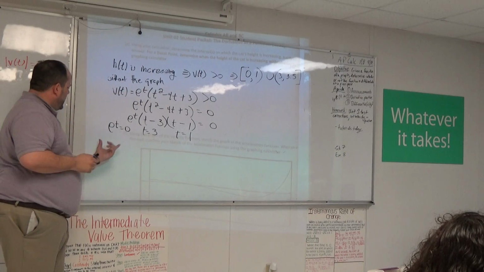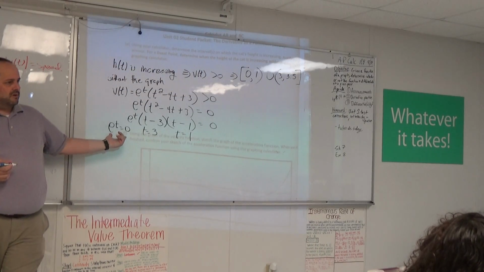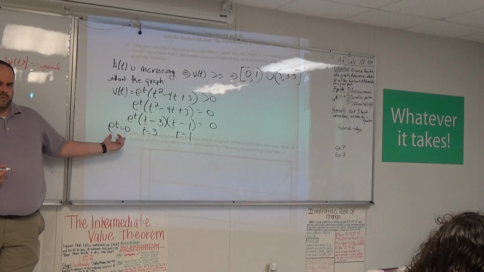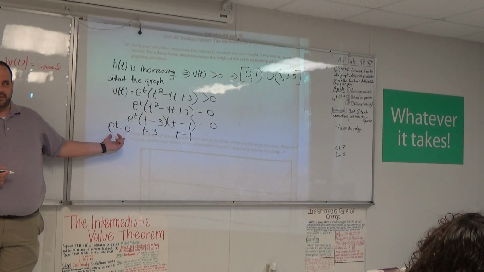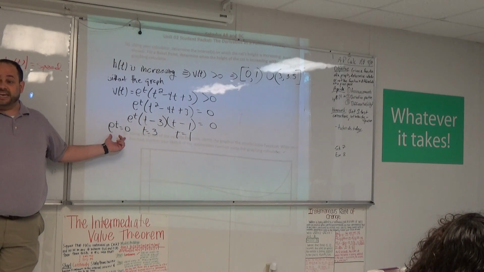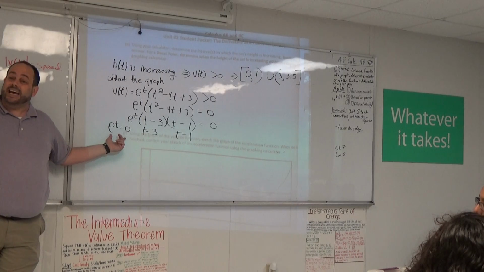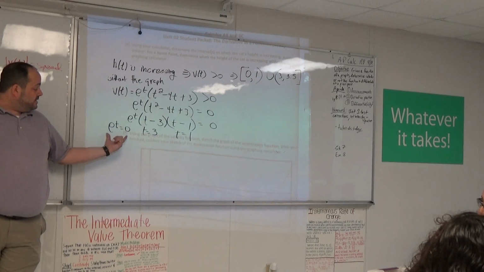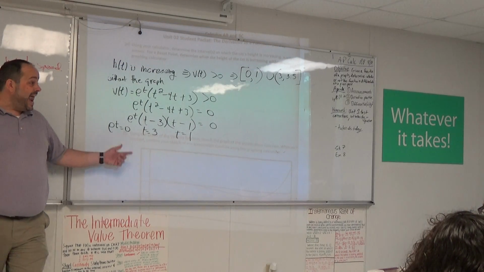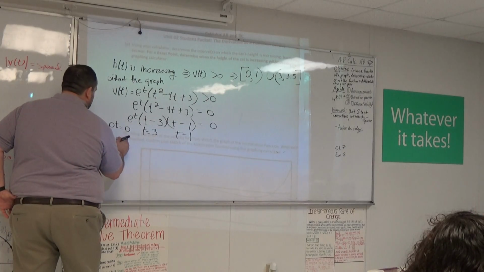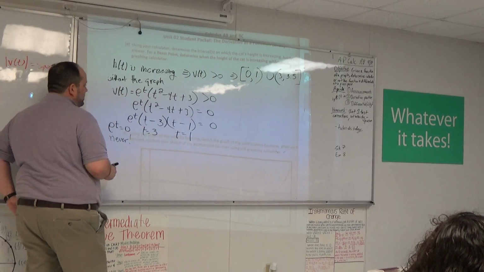How about this guy? You'd want to think, where is e to the t equal to 0? Think about the graph. The graph of e to the x is increasing from left to right with a horizontal asymptote at y equals 0. So where's e to the t equals 0? Never. This guy here is never equal to 0.